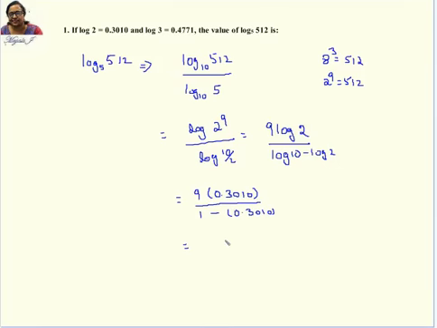9 into 0 is 0. Then you will have 9, 1, 9. Then 9 into 0, 0. 9 into 3 is 27. So it's going to be 2.7. Correct. Divided by, and what is this one?